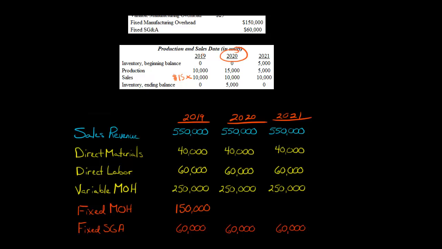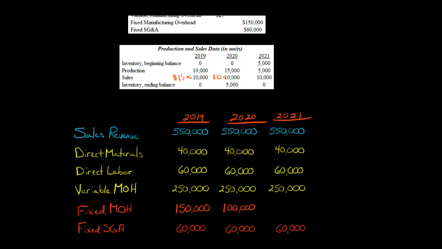In year 2, in 2020, we've got a difference because we actually produce 15,000, but we only sell 10,000. So here's how that becomes a little tricky. Here's the $150,000 fixed manufacturing overhead. Divide it by the 15,000 we produce to get the per unit fixed manufacturing overhead. It's $10. That's just 150,000 divided by the 15,000 we produced. We're spreading the fixed manufacturing overhead across all the units we produced. But then we only sell 10,000. So 10,000 times $10 is $100,000.